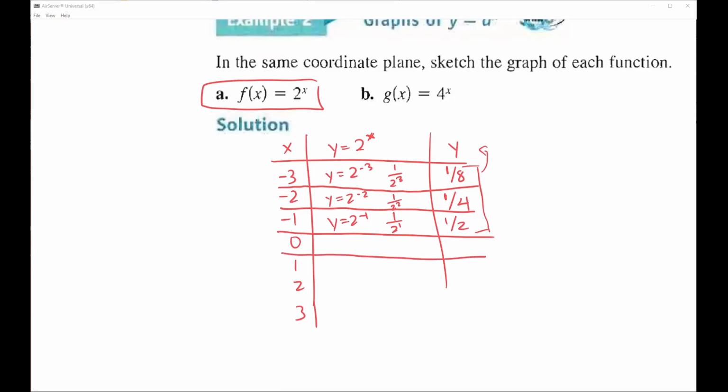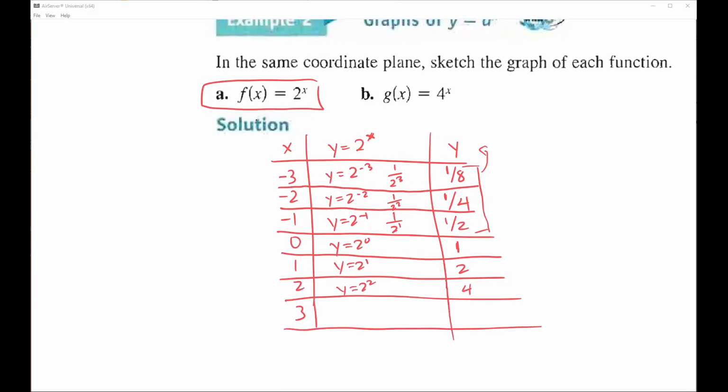Okay. Y is equal to 2 to the 0 power, which is what? 1, right? Anything to the 0 power is 1. Then y is equal to 2 to the first power, which is 2. And then y is equal to 2 to the second power, which is 4. And then look at the explosion here. Y is equal to 2 to the third power, which is 8.